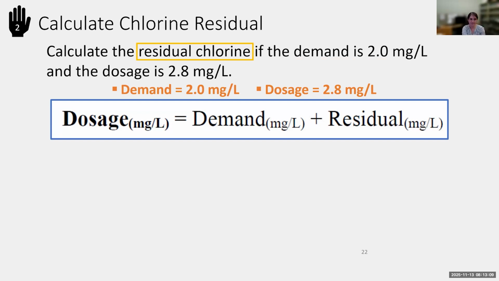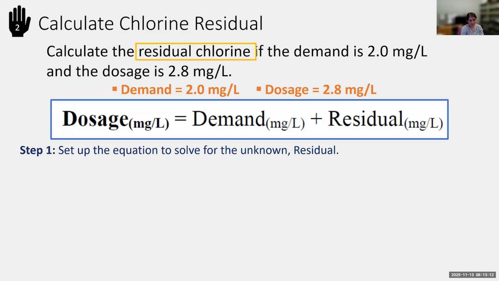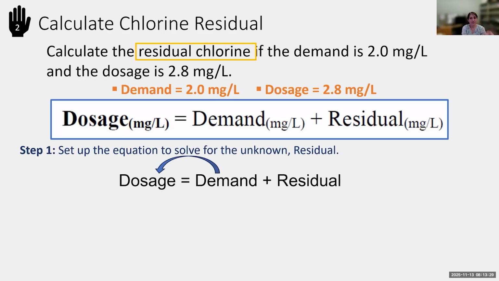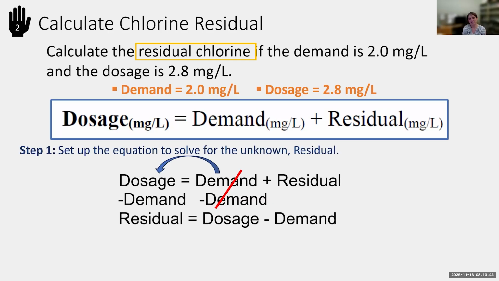So let's move on to our first step. Step 1 is to set up the equation to solve for the unknown, which in this case is residual. Well, the equation is set up for us to find dosage. It says dosage equals demand plus residual. So we want to isolate residual in the equation. The way that we're going to do that is we're going to move demand to the other side of the equation. If we subtract both sides of the equation by demand, they cancel each other out on the right side, and we are left with an equation that says residual equals dosage minus demand. Okay? So now we can move on to step 2.